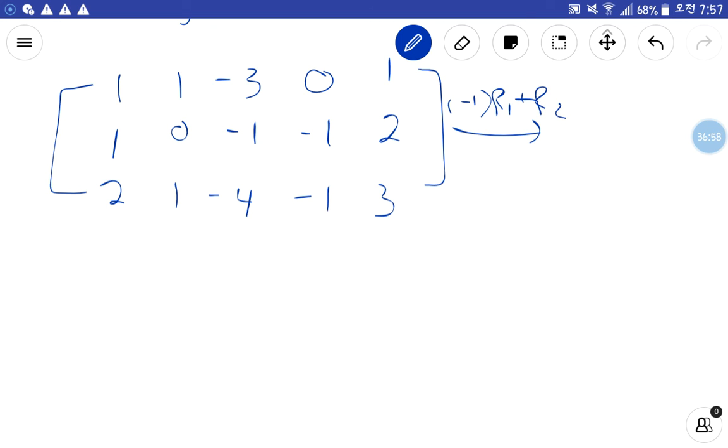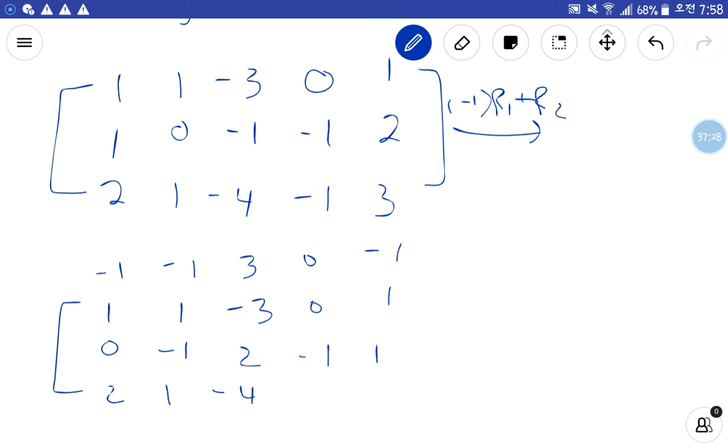If you times negative everything, you would have -1, -1, +3, 0, -1. You need to add onto your first one, so just keep the first row the same. Second row: -1 plus 1, 0. -1 plus 0, -1. -1 plus 3, 2. -1 plus 0, -1. 2 plus -1, +1. And write it down.